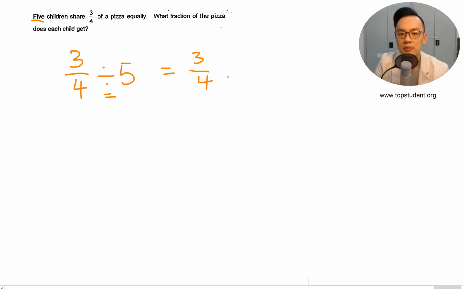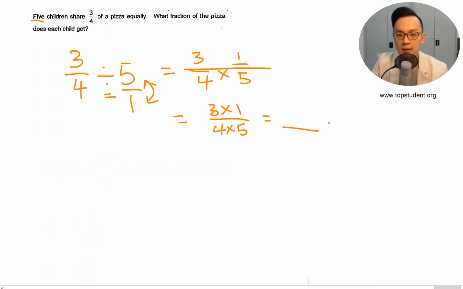3/4 divide becomes times. This is actually 5 over 1. So you have to flip this, and it becomes times 1 over 5. Again, draw the line in the middle. 3 times 1 over 4 times 5. And you work out the answer.